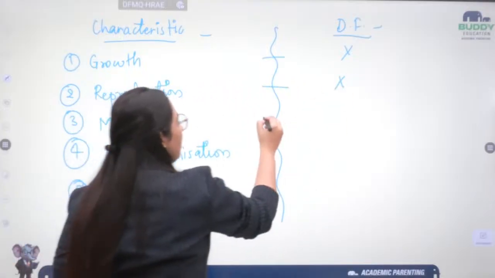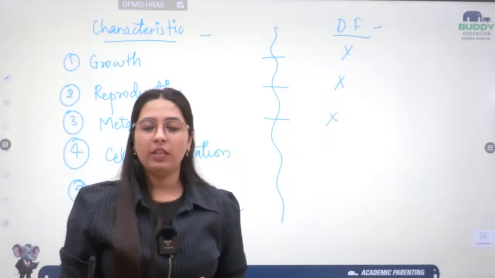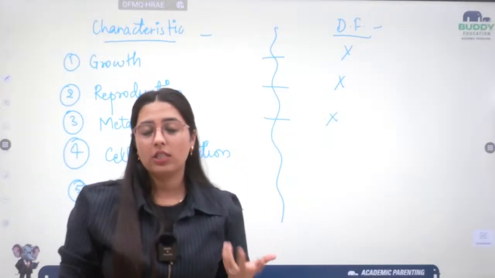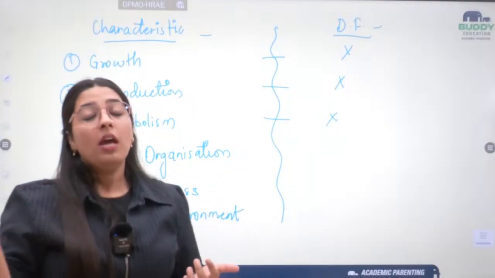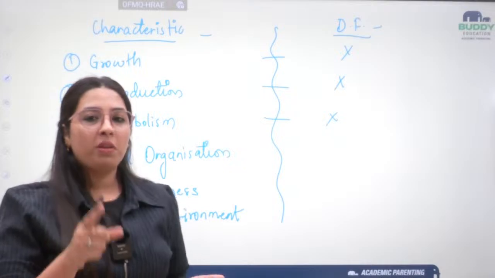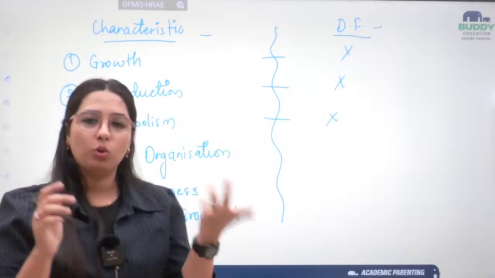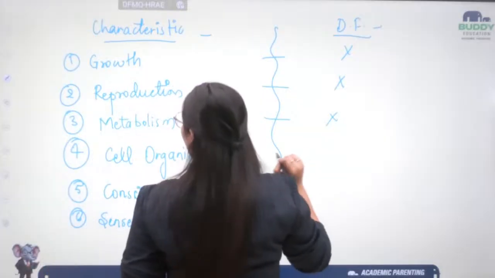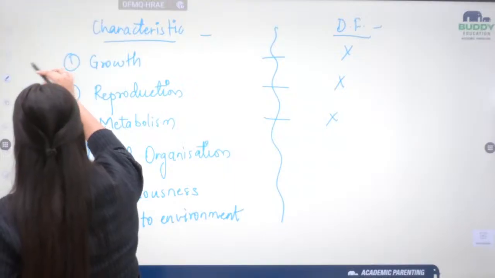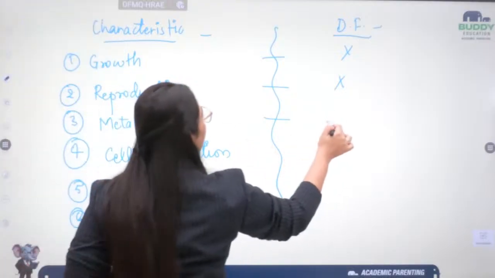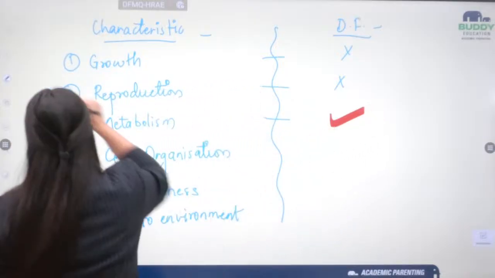Then if I talk about metabolism, you can never see it in non-living things and non-living structures. Metabolism is an exclusive feature of only living organisms. Every living organism will be performing metabolism, chemical activities going on inside our body, inside our brain and body. I have put a cross on metabolism. So this metabolism is a defining feature.